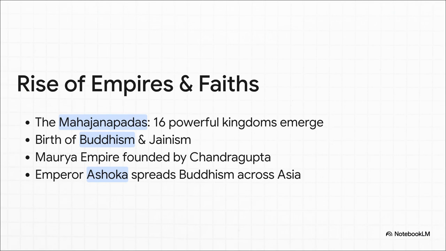Seriously, this period was just an explosion of activity. You had 16 powerful kingdoms called the Mahajanapadas, all battling for control. And out of all this chaos, 2 major new religions were born, Buddhism and Jainism. It all leads up to the creation of India's first massive empire, the Mauryan Empire, led by guys like Emperor Ashoka, who became this incredible champion for Buddhism, spreading it all over Asia.